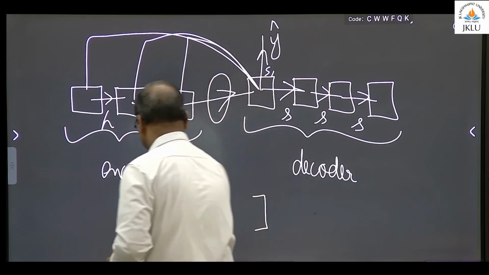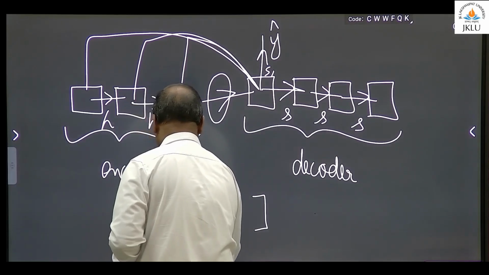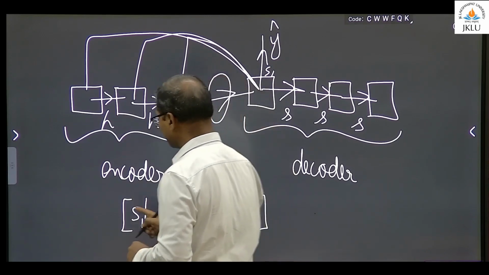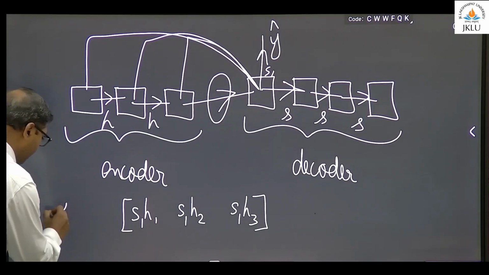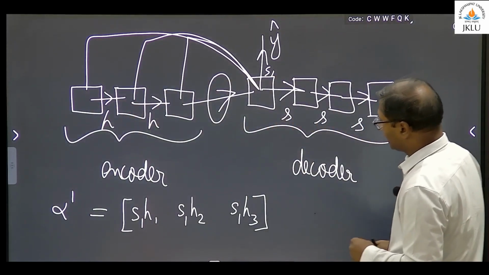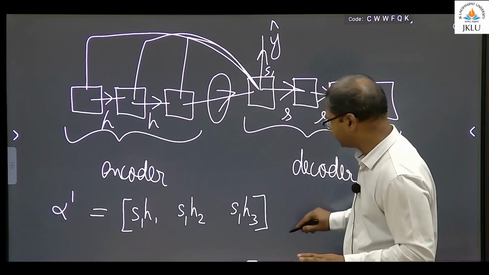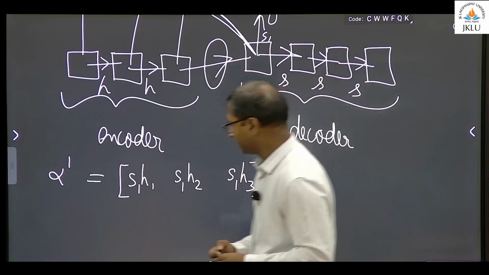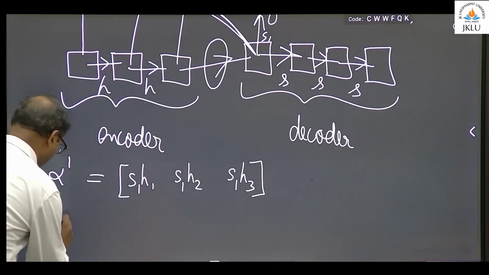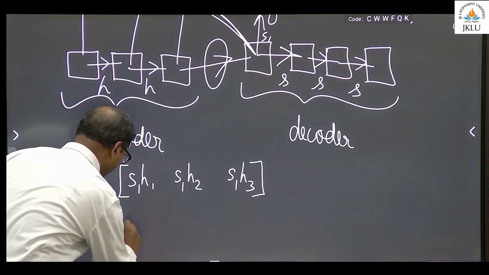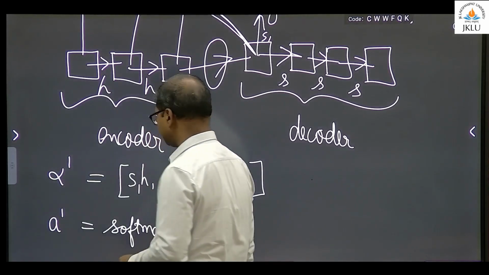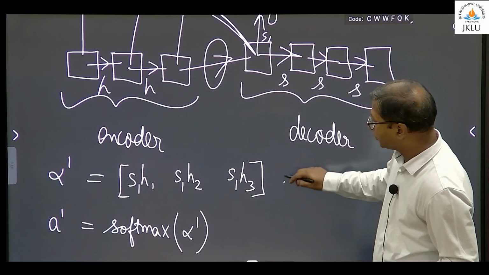what name did we give this? S1 H1, S1 H2, S1 H3, and then this was called alpha, and this is actually alpha 1, right. Now what did we do next? Is this sufficient? Now you took softmax, right? We call that A. So A1 would be softmax of alpha 1.